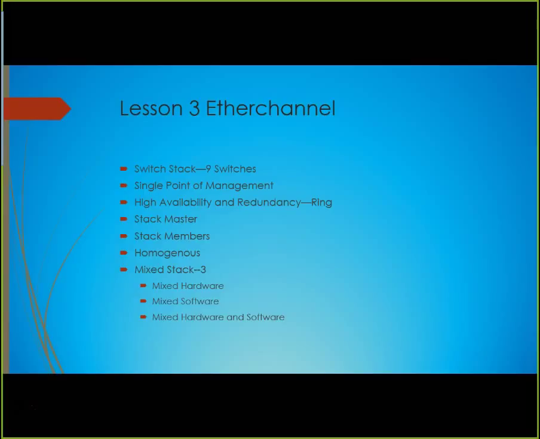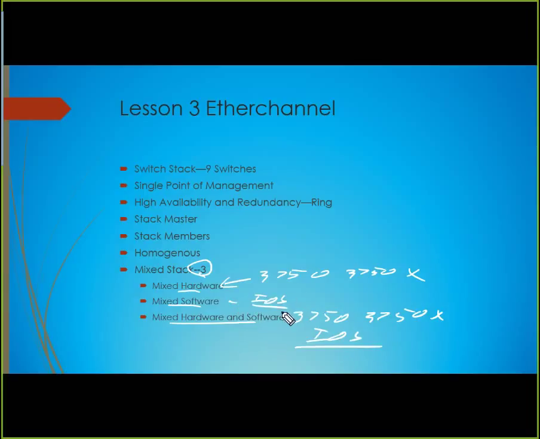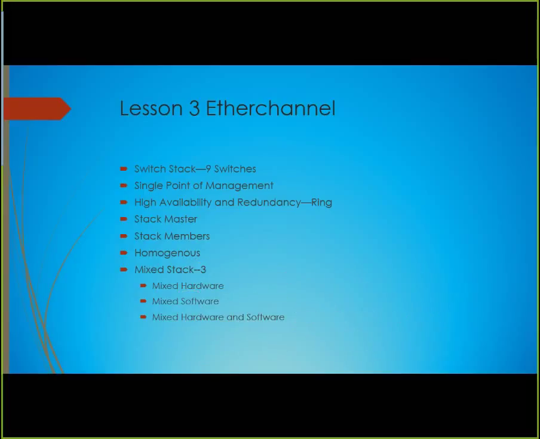The stack could be homogeneous, which would be the same feature set on the IOS and the same switch types, 3750, all 3750s, all 3750Xs. The mixed stack, we had three types. It could be mixed hardware, different types of hardware in it. Circle the three here. So we have mixed hardware, mixed software, or a hardware-software combination. Mixed hardware, we could have 3750s and 3750Xs. I think these are the right numbers. Mixed software, different IOS versions maybe. Or we could have a combination, 3750, 3750X, and different feature sets in the IOSs. So they would be different IOSs. Three different ways to have a mixed stack in the switch stack.